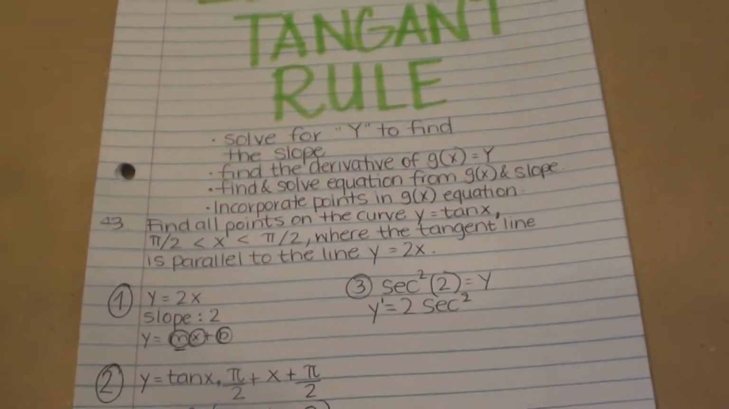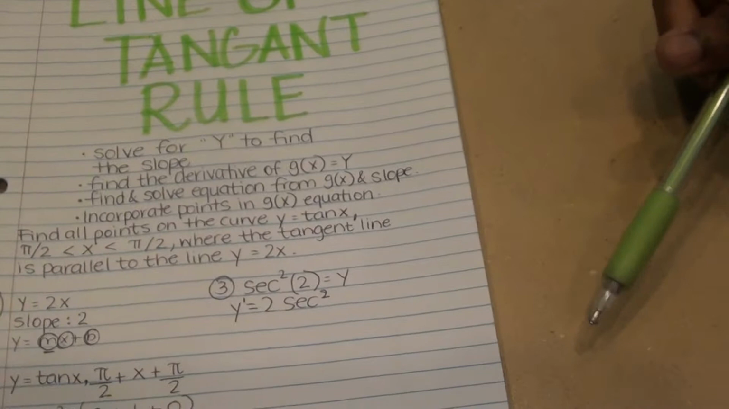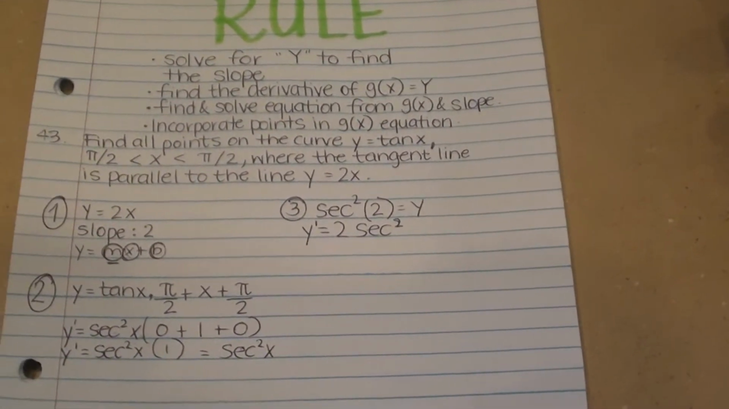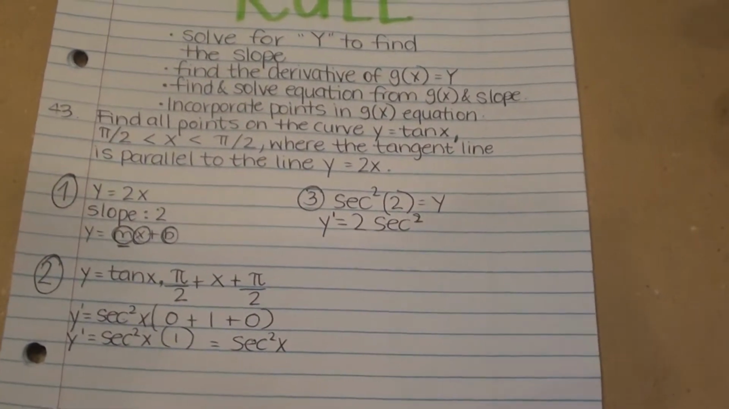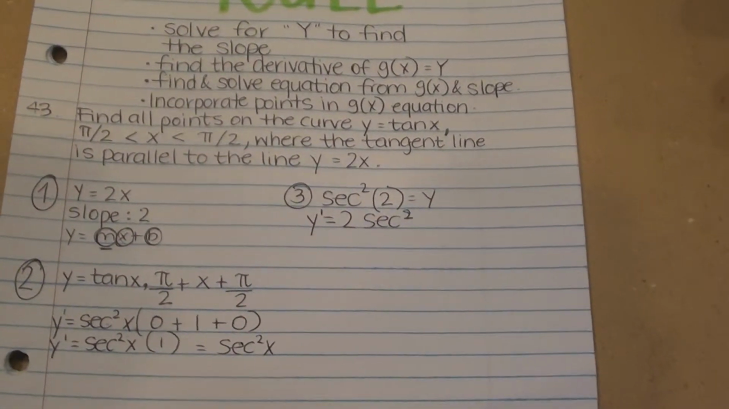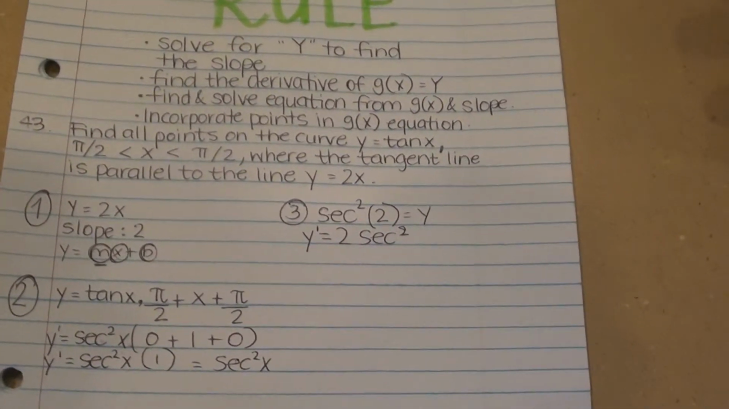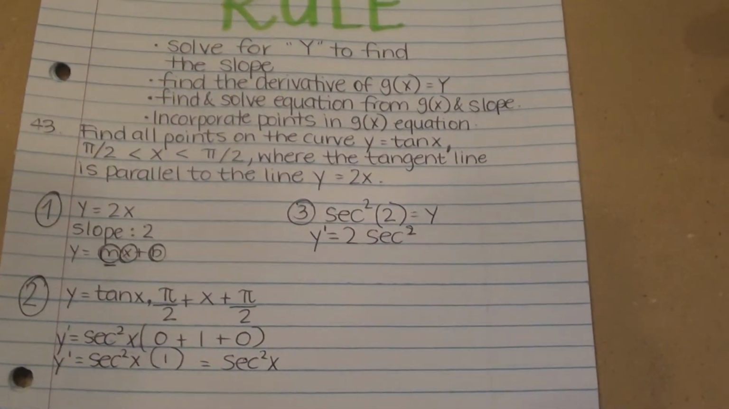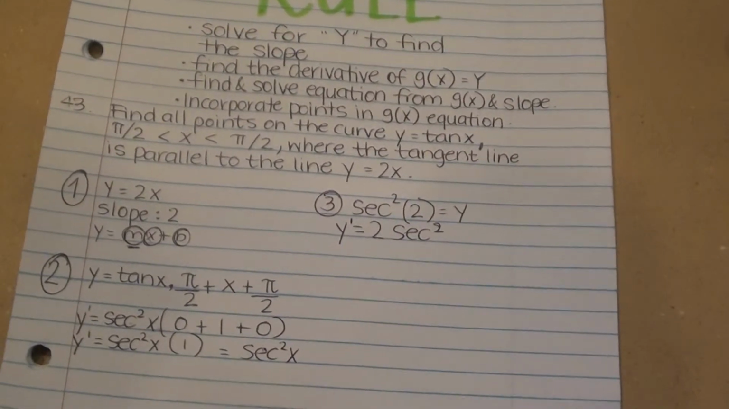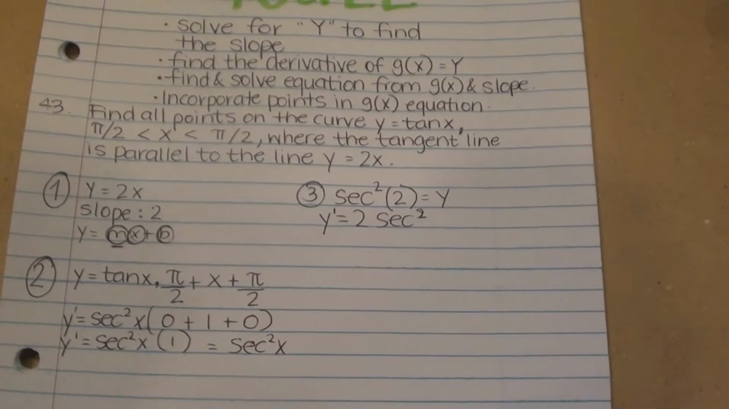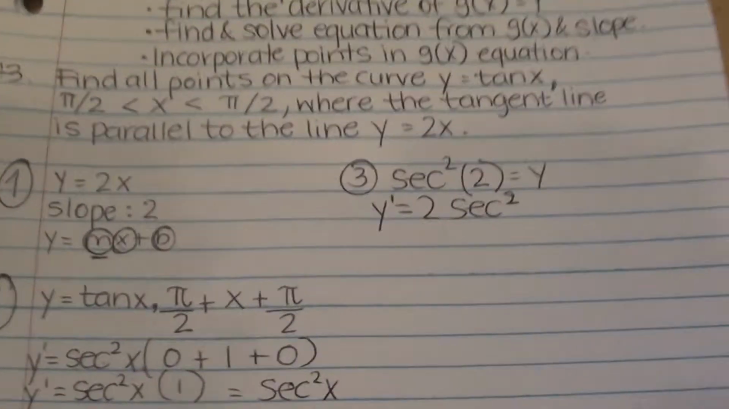Okay, now let's get started. Question number 43 from section 3.5 of the Thomas Calculus book. Find all points on the curve y equals tan of x, negative pi over 2 is less than x less than pi over 2, where the tangent line is parallel to the line y equals 2x. First, you're going to find the slope.